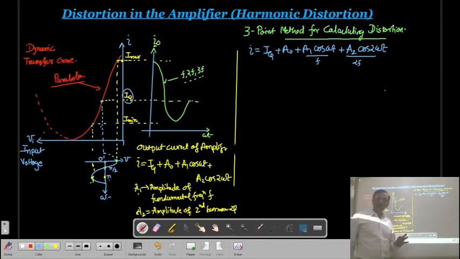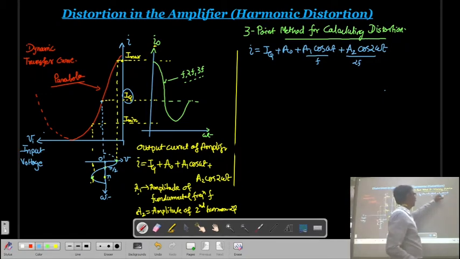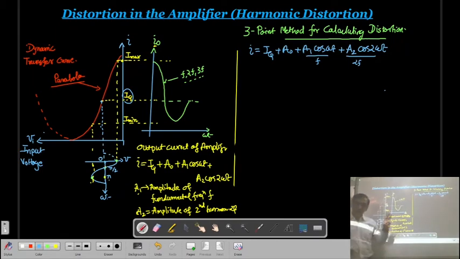Okay, now to calculate this A1, A2, here we will consider 3 points of the characteristic curve. Remember, in this expression, A0, A1, A2 are unknown quantities. Means we have 3 unknown quantities. And if you want to solve this expression, then we require 3 different equations. If you have 3 different equations, then we can find out the 3 unknown parameters. And that's why here we will consider 3 different points of the input signal or of the characteristic curve.